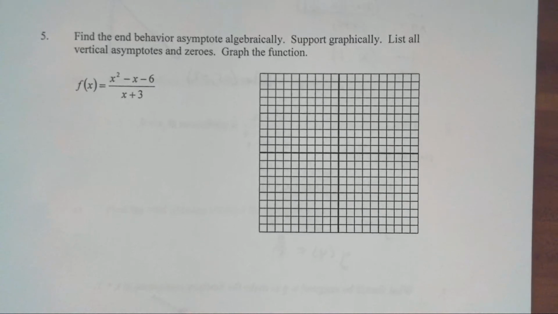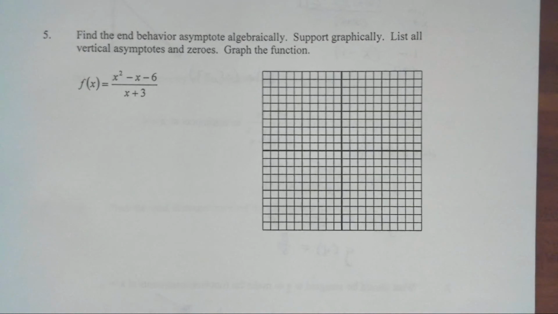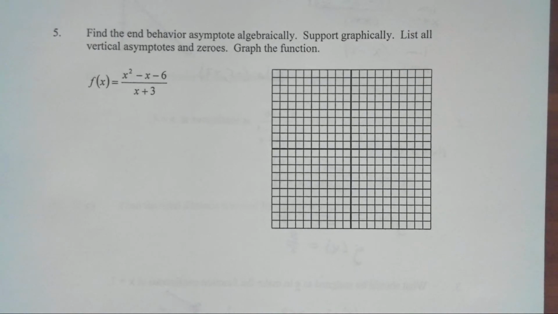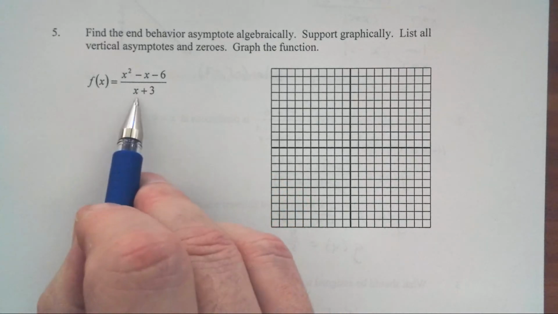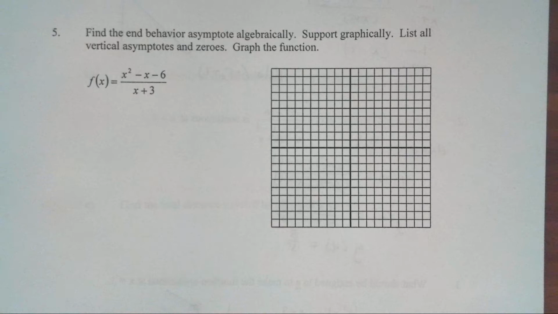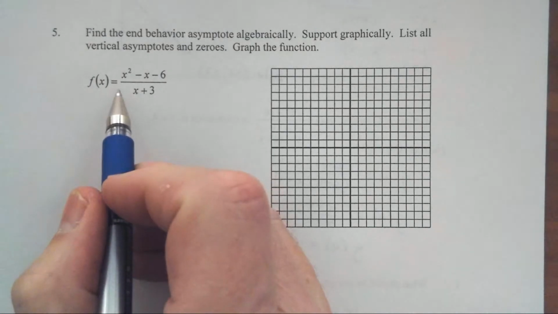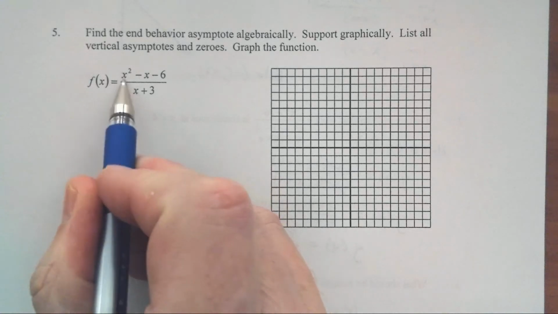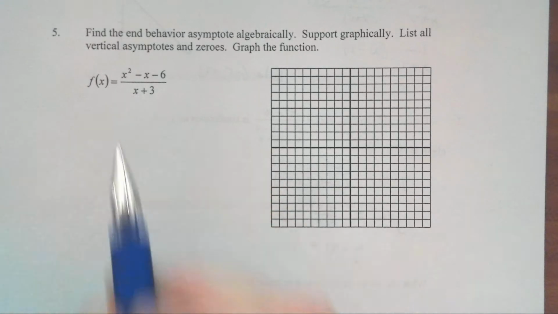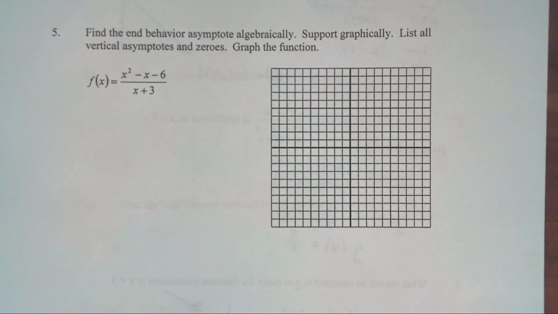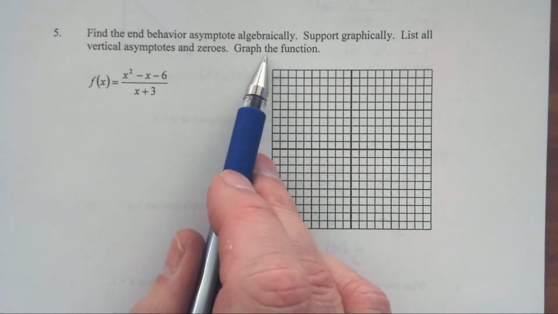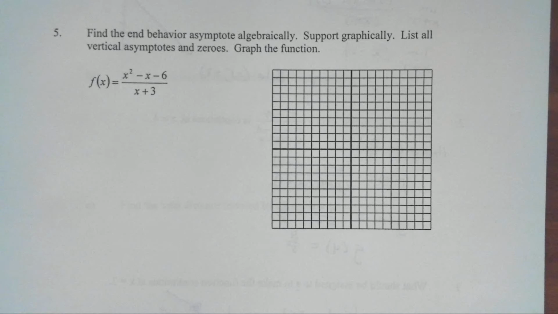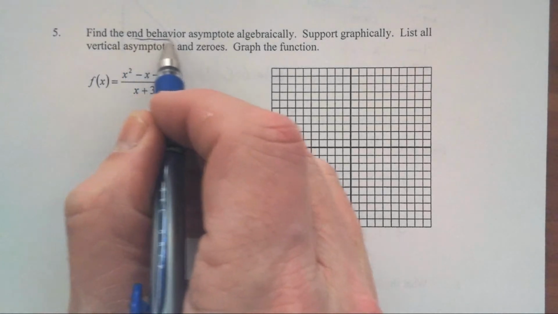Okay, find the end model behavior, asymptote algebraically, support graphically. So end model behavior of this. We've got a second degree function on a first degree function. This wants to be a first degree function. In fact, I know that this thing wants to look like a line with slope 1. But I just don't know what the y-intercept is until I long divide this. So we got a lot to do to graph this. I'm going to go through my typical graphing process. Eventually we're going to get to this.